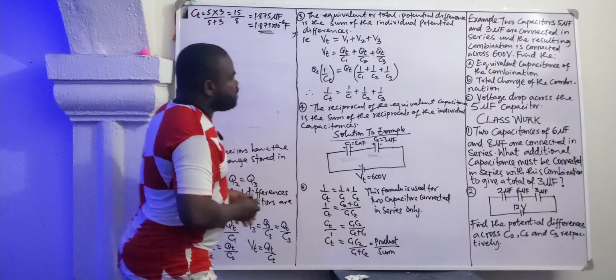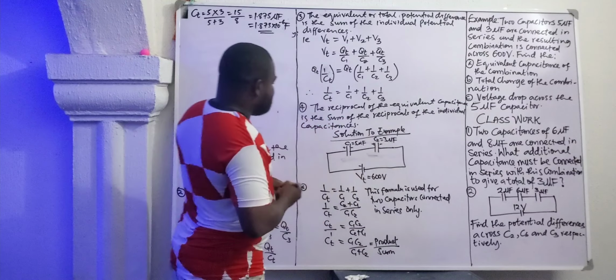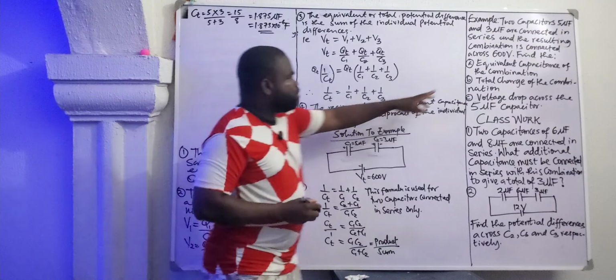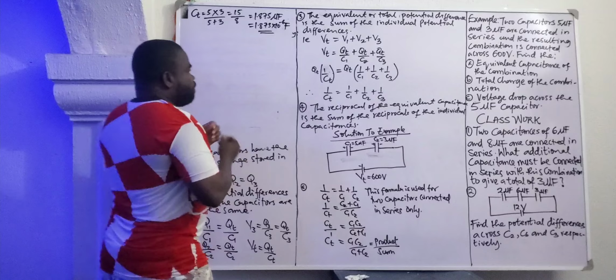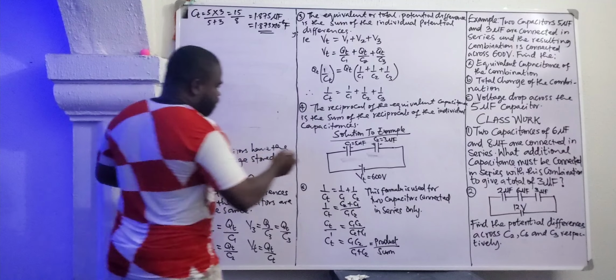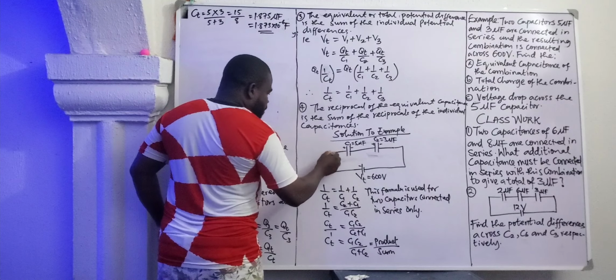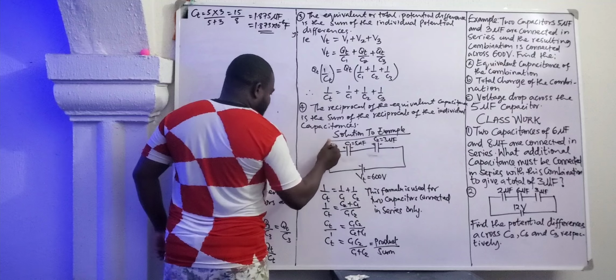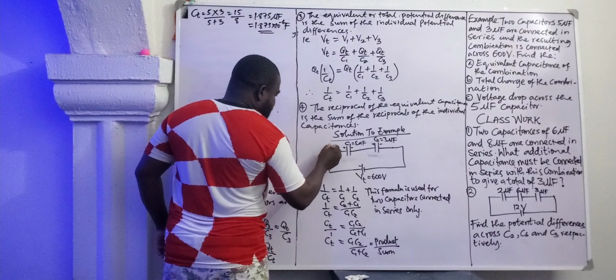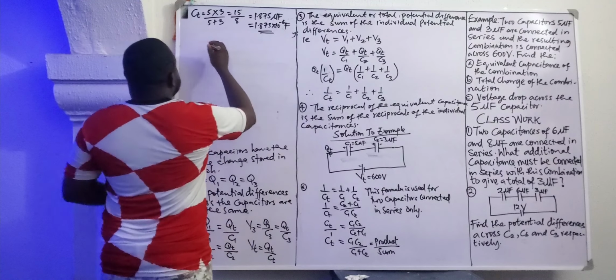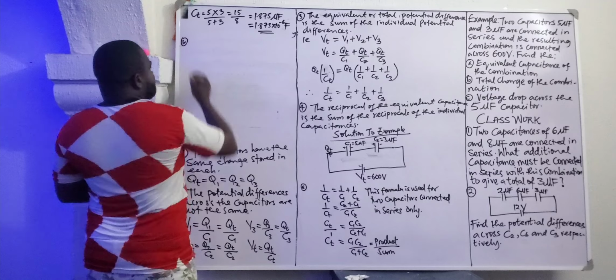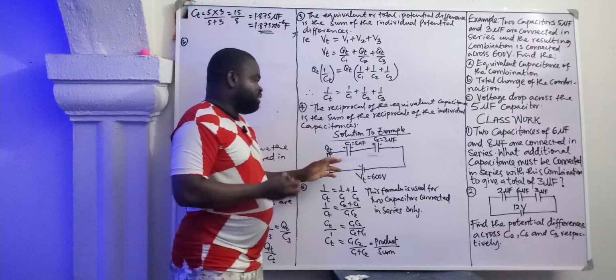So let's take the next thing, which is to find the total charge. We have seen the total capacitance. Let's look for the total charge that flows, that is stored inside. So we have QT is what we want to find. To get the total charge, remember I told you that the charge is the same.